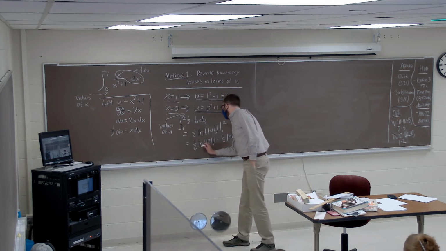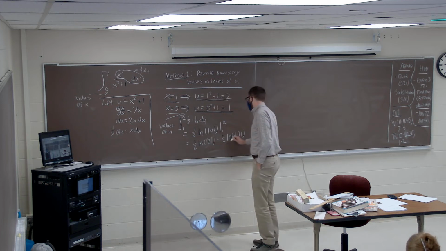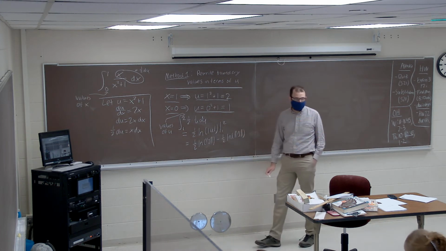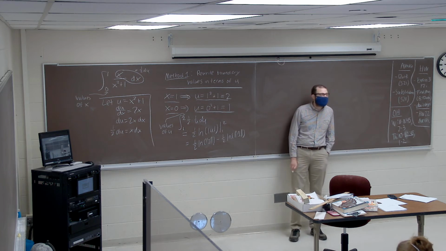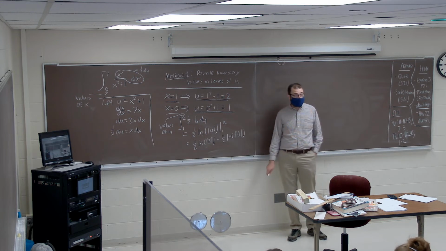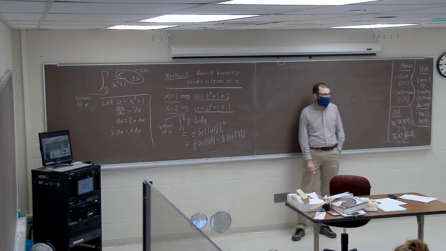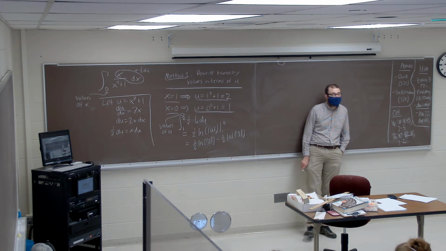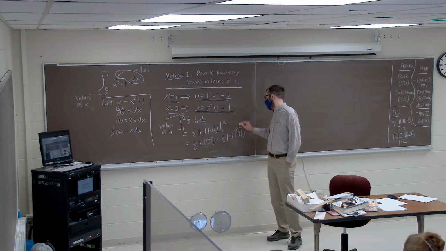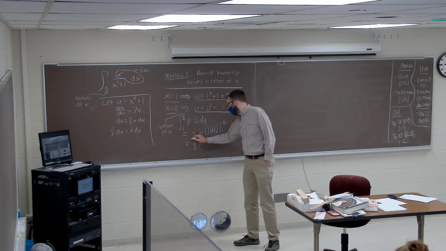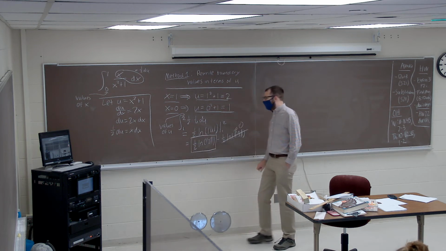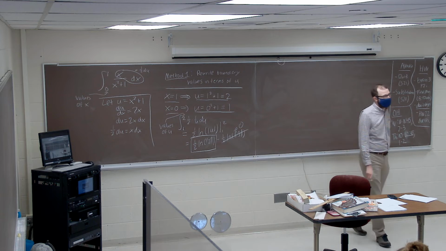Here the absolute value ends up not mattering, because the absolute value of 2 is just 2, and the absolute value of 1 is just 1. Natural log of 2 is not a nice number. Natural log of 1 is a nice number. You know what the natural log of 1 is. In other words, e to what power is going to give us an output of 1? 0. Yeah, so natural log of 1 just turns out to be 0. So this term goes away. Our final answer is going to end up being 1/2 natural log of 2.